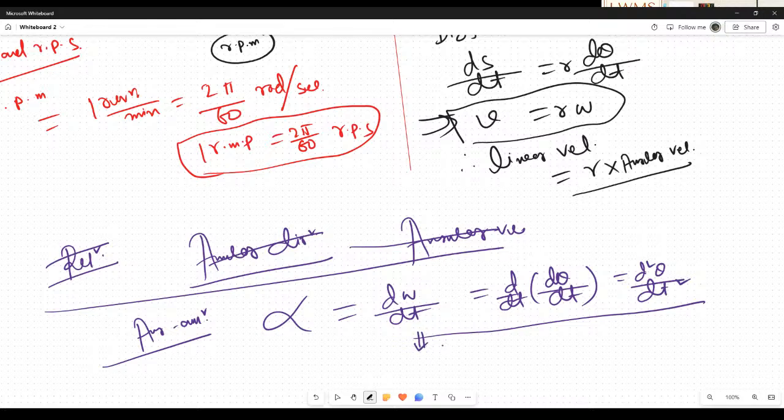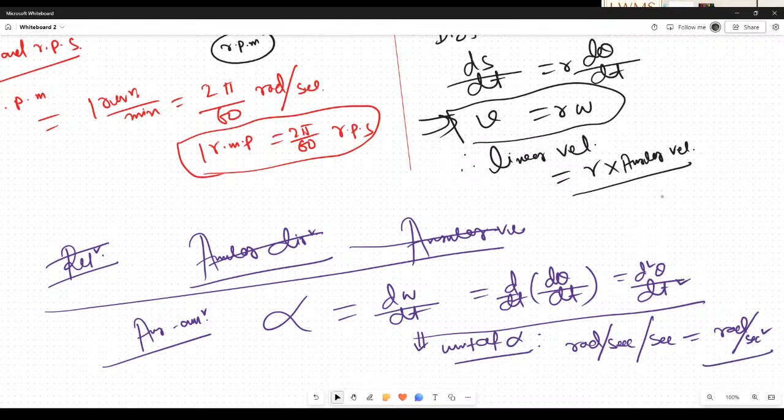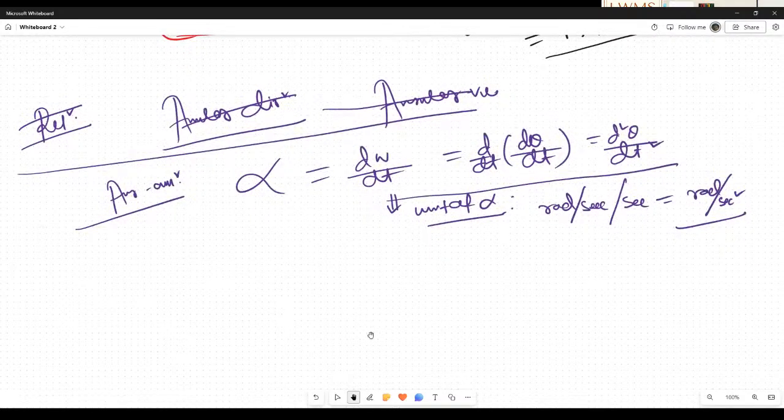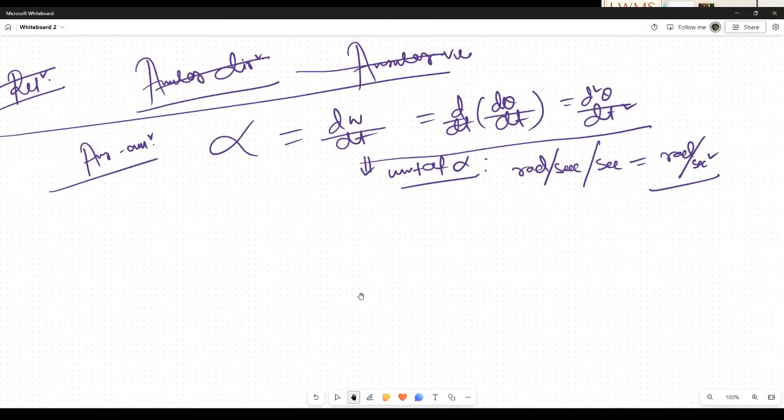Then unit of alpha. What will be the unit of alpha? Omega is rad per second. So rad per second per second. It is rad per second square. Clear? Alpha is the angular acceleration.